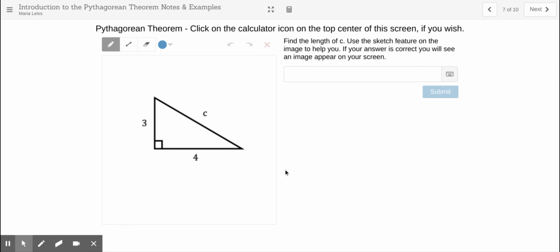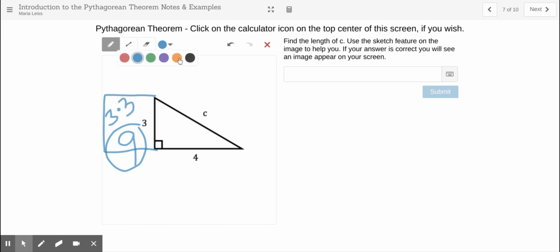Slide 7, we've got a right triangle. The right triangle is labeled with the legs of lengths 3 and 4, and we don't know C. So we have to find the missing side length. Just like I did before, for this 3, I need to find the area. If the side length is 3, to find the area, remember, I'm going to do 3 squared, or 3 times 3. That gives me 9.